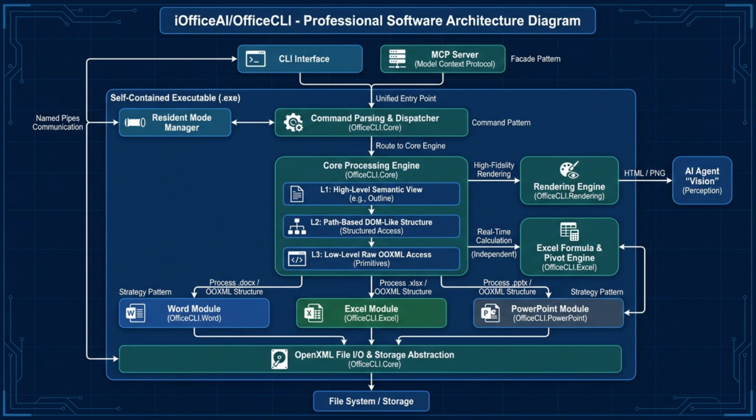The second key feature is its resident mode. This mode uses named pipes for communication between processes. It keeps a document loaded in memory for a whole series of operations, which dramatically cuts down on the startup time for each command. Think of it like a chef who keeps all their ingredients on the counter, instead of running to the pantry for every single one. This mix of visual feedback and high-performance interaction is what makes OfficeCLI a true automation platform.